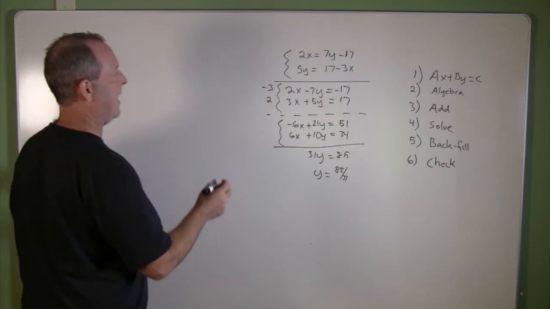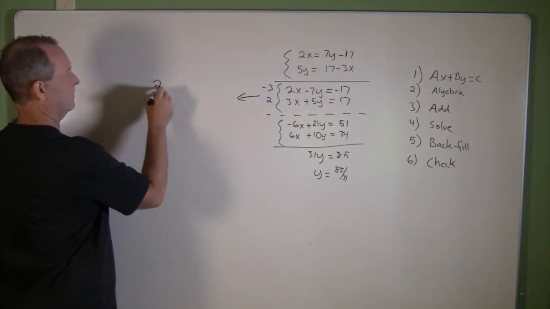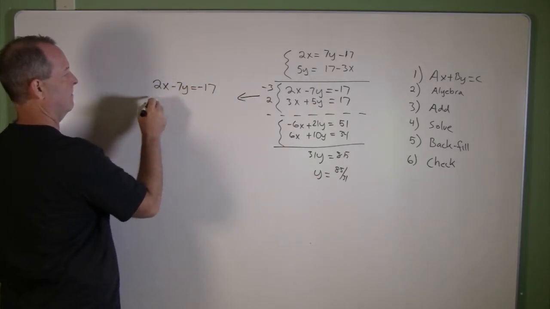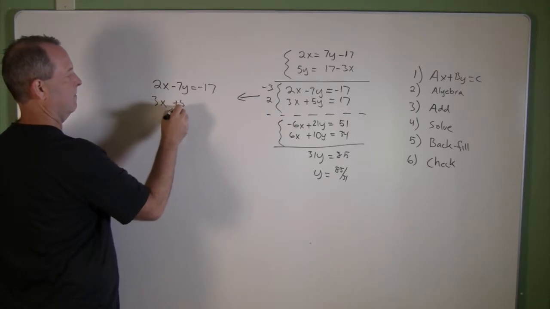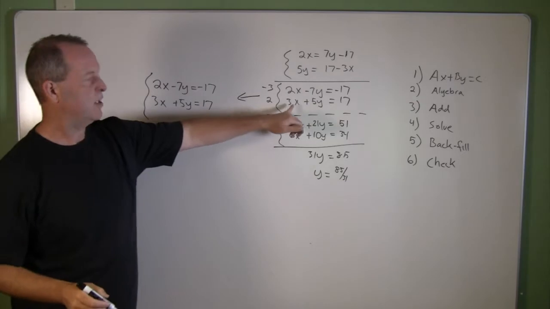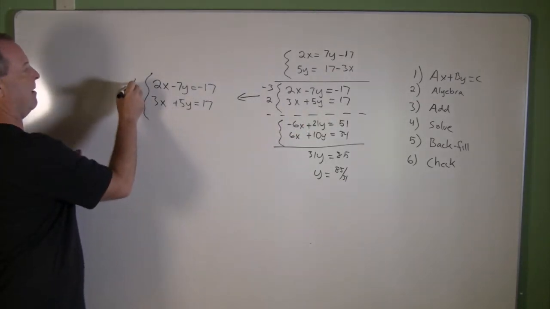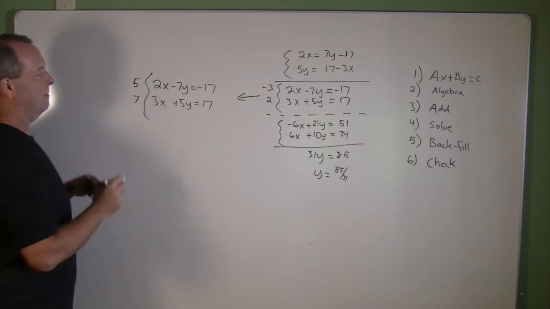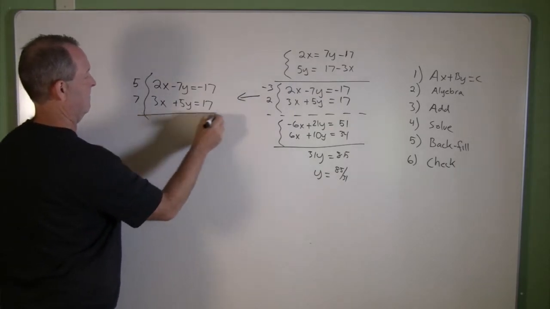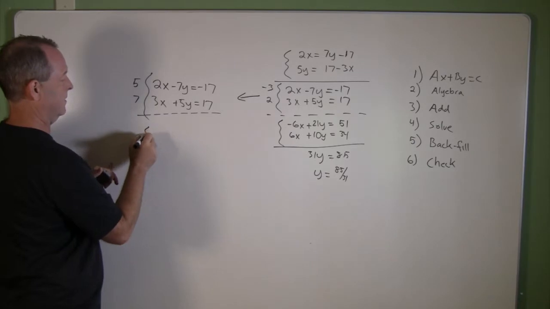So let's go over here and just rewrite that system. So I just rewrote this system. Now here, what I might do is multiply the top by a 5 and the bottom by a 7. I should have dashed those lines, just so you know that. I'm going to write a new system.